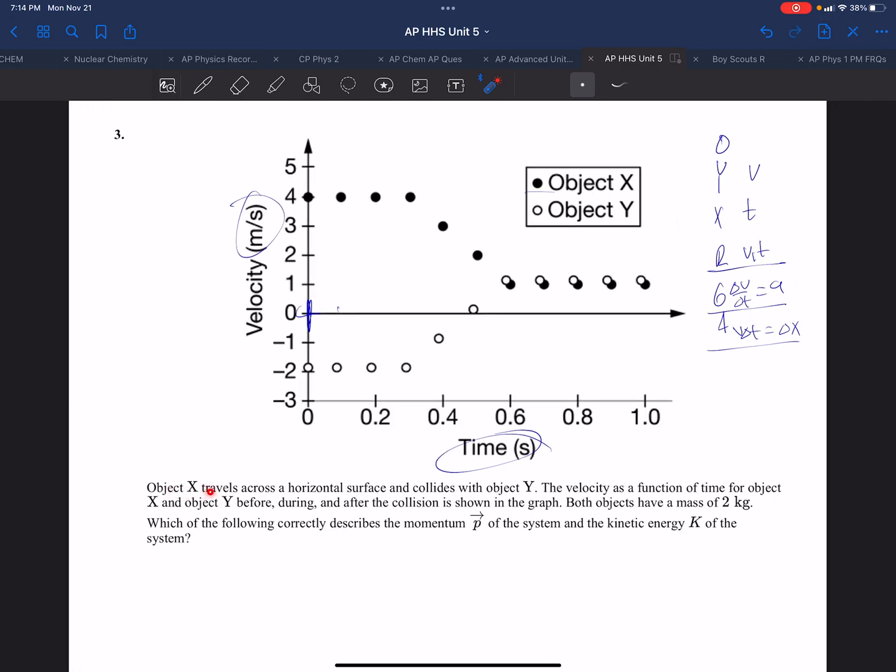So we have object X traveling on a horizontal surface and colliding with object Y. The velocity for each is shown, both before, during, and after. Both objects have a mass of 2 kilograms. Which of the following describes the momentum P of the system and the kinetic energy of the system?